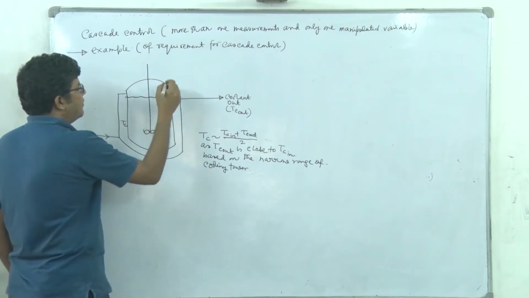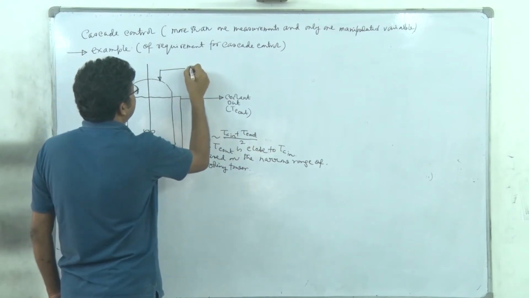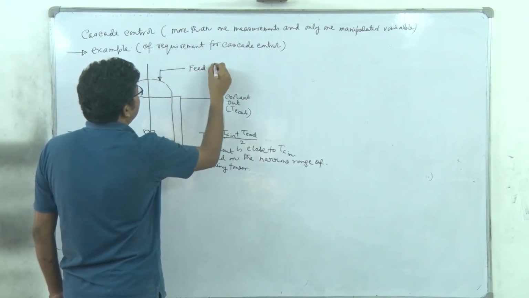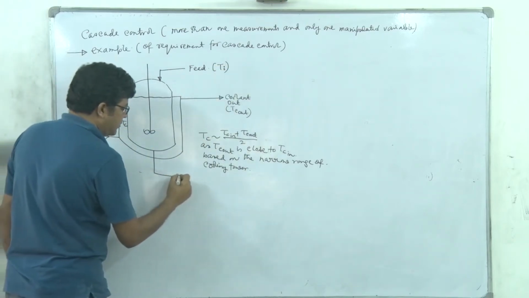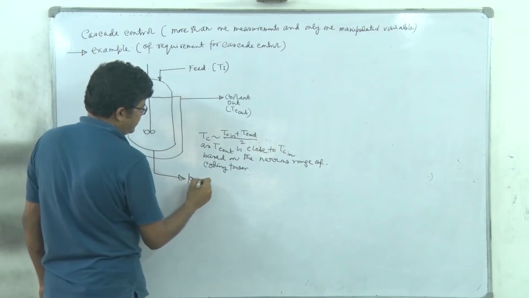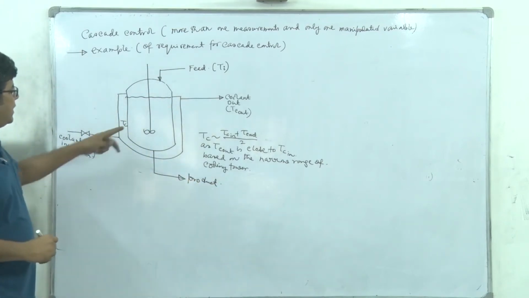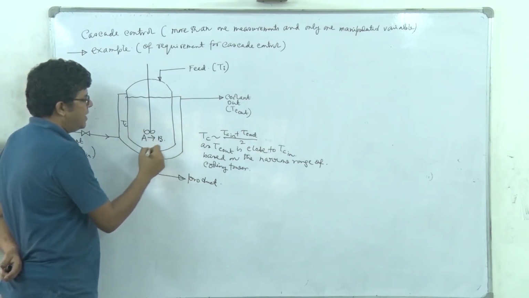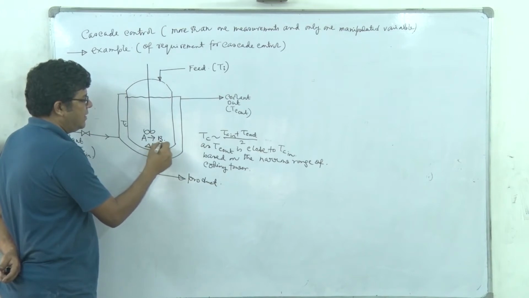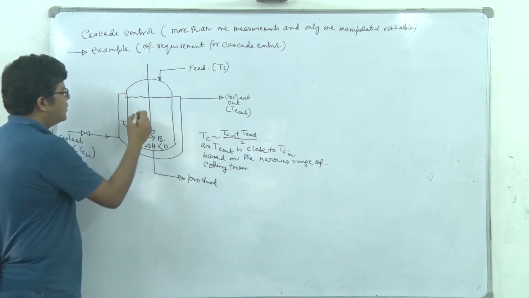Now, here we have the stirrer. This is the level, and here this is the feed, whose temperature is Ti, and we are taking the product here. Now if a reaction, say an elementary reaction A giving B, is taking place and delta H is highly negative, which means it is an exothermic reaction.